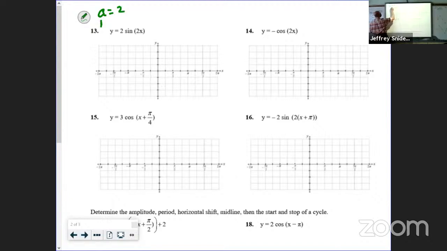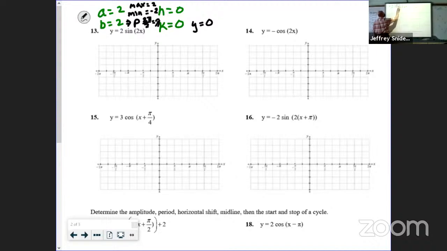A equals 2, B equals 2, H equals 0, K equals 0. So what do I know right now? I know that y equals 0 is my midline. That tells me my max and my min are 2 and -2. The B value is 2. That tells me that the period is 2 pi over 2, which is pi. And then this is where it's going to start. So right now, I know it's going to start at 0, and it's going to end at 0 plus the period pi, so it's going to end at pi.